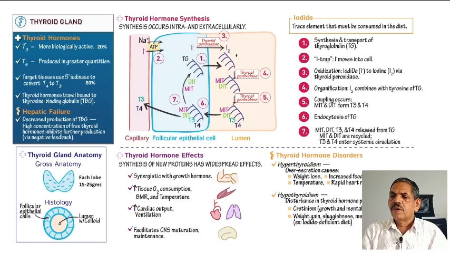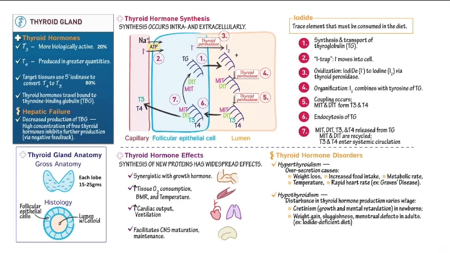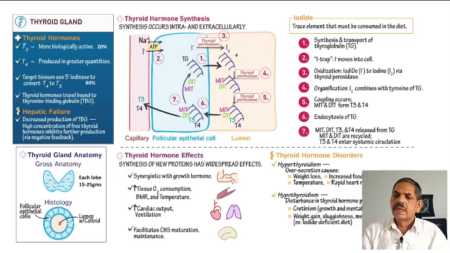And therefore you get two disease conditions, namely hypothyroidism due to decreased availability of thyroid hormone, and hyperthyroidism due to excess availability of the thyroid hormone. This picture shows the gross anatomy of the thyroid. It's a butterfly-like gland, each lobe weighing 15 to 25 grams, and it will come to the size of the distal digits of the thumb.